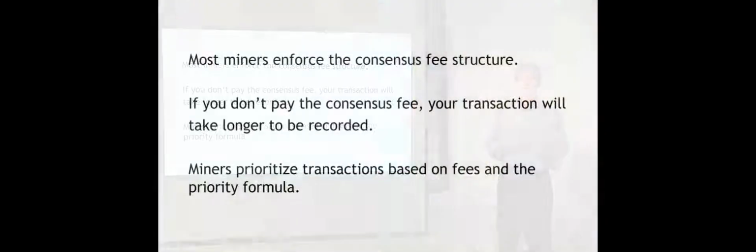All right. Now, the current status quo is that most miners enforce the consensus fee structure, which means that they will either not service or will service last transactions that don't meet the consensus fee structure. So if you don't pay the consensus fee, your transactions will typically take longer to be recorded. It's worth noting that if you pay a small fee, because of the way the priority calculation works, the priority includes age of your Bitcoins, so the longer your transaction sits without being recorded, the higher its priority will get because its Bitcoins get slowly older. But in any case, if you haven't paid the consensus fee, your transactions will probably take longer to find their way into the blockchain. Maybe that's okay with you.